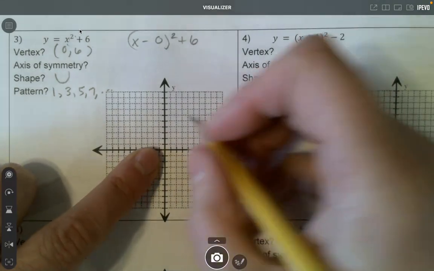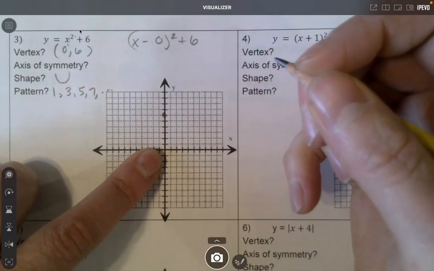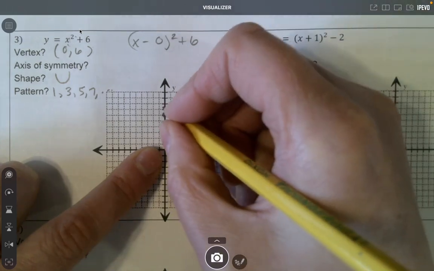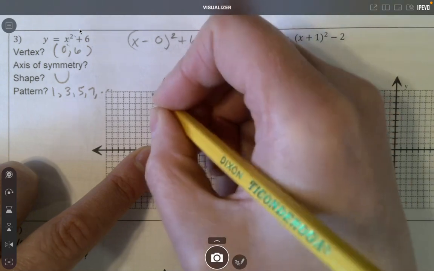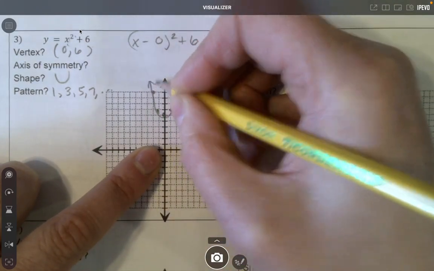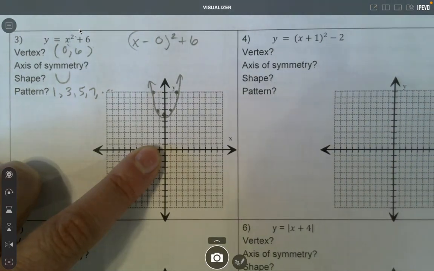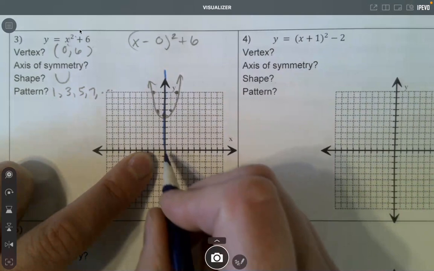So we're going to start at 0, 6. So 0, 6 would be right here. And we'll graph as much of the parabola as we can fit. It's up 1 over 1, up 3 over 1. And then we're going to mirror that on the other side. Go ahead and connect with a smooth curve. And my line of symmetry right down the middle would cross my x-axis at 0, right?